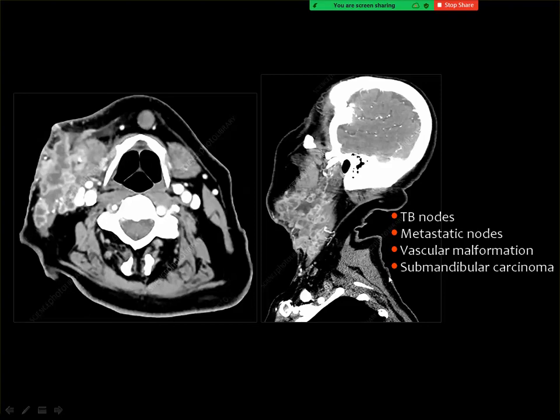Next case is an axial and sagittal reformatted images of the neck, where you got a heterogeneously enhanced mass on the right side. And these are the suggested diagnoses: TB lymph nodes, metastatic nodes, vascular malformation, and submandibular carcinoma.